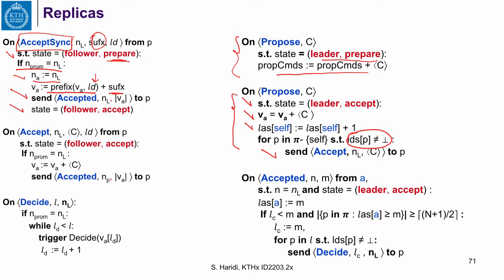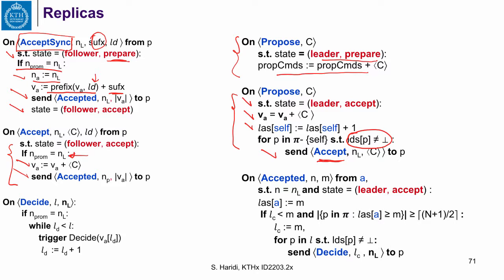In the accept phase, as we said, replicas get accept messages incrementally, and that's what they do. They get an accept message, and if the leader is still the current leader, they augment their accepted sequence and send an acknowledgement, which is accepted.